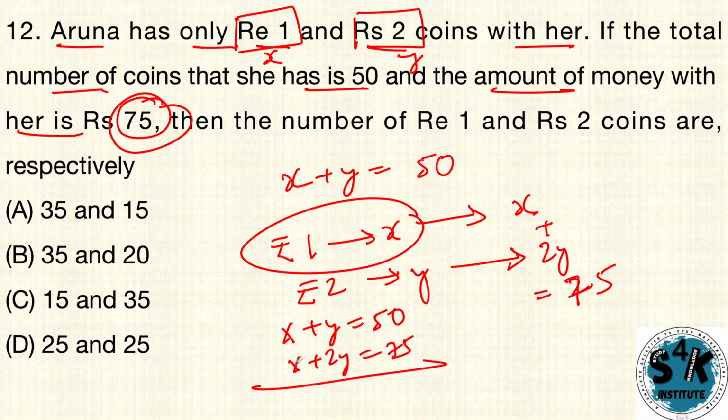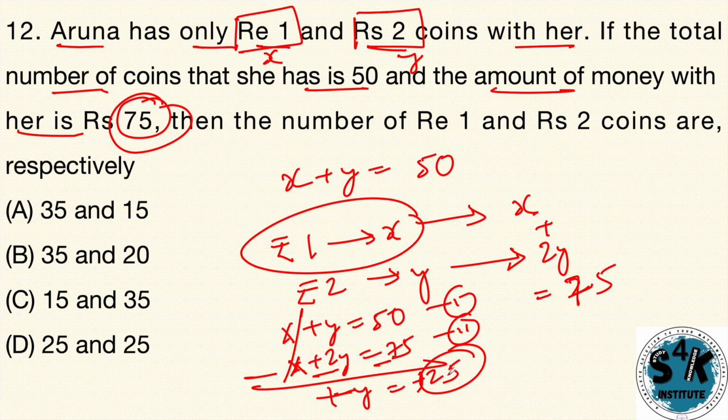So let's simplify it. If I multiply the second one by minus, I will get minus x, minus 2y, minus 75. So x gets cancelled, and this becomes minus y is equal to minus 25. So the value of y I got is 25. The moment I got y is equal to 25, I will get x is equal to 25. Okay, so the answer is D.